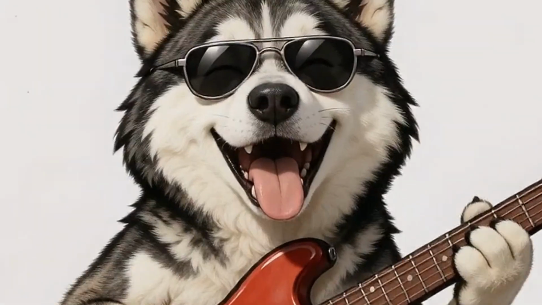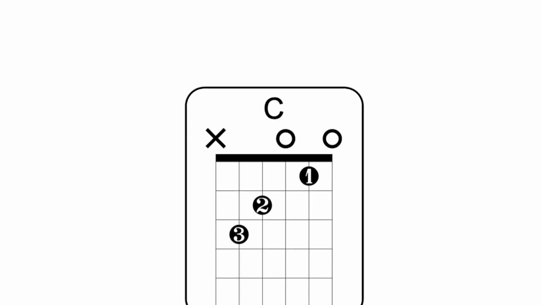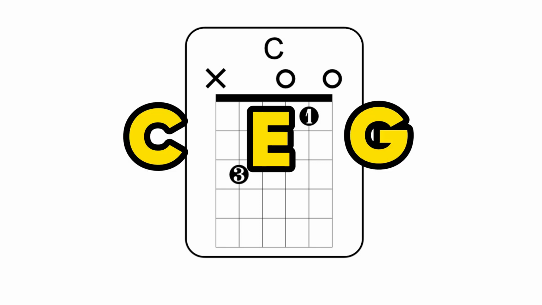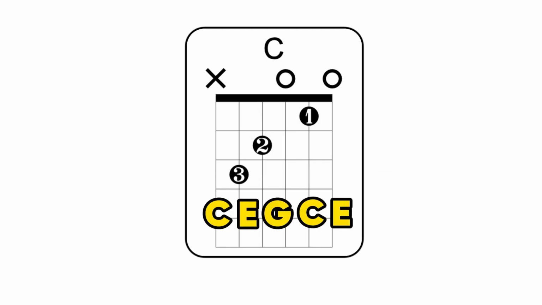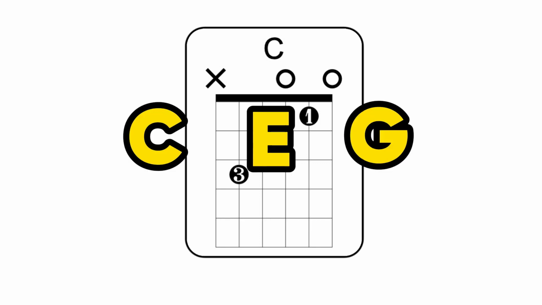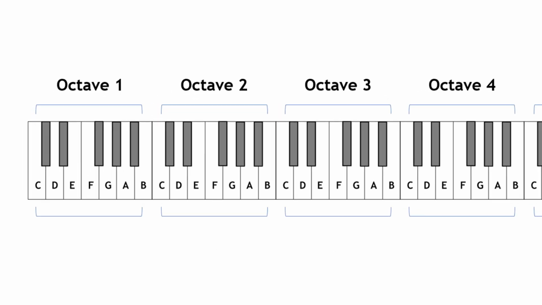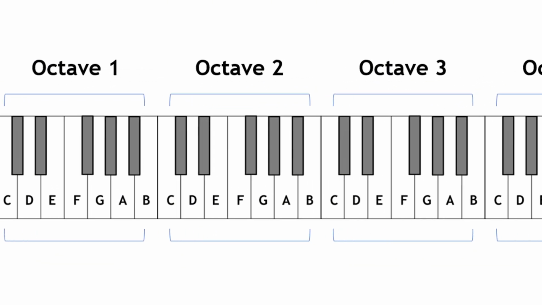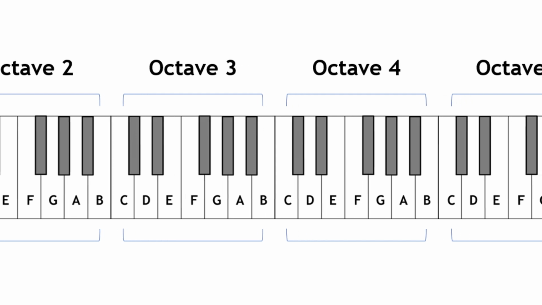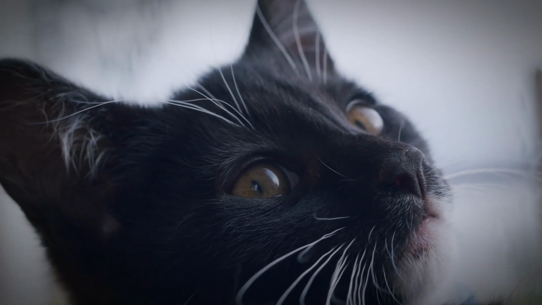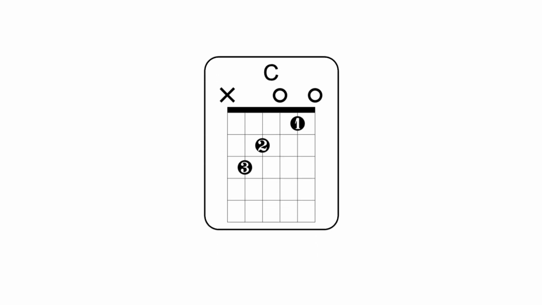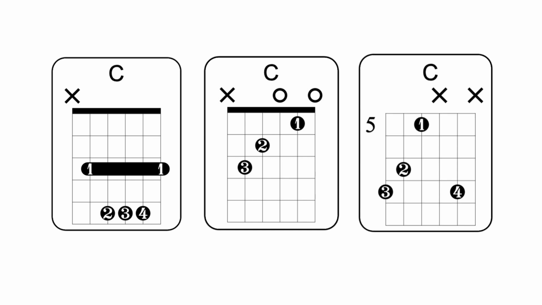Before we finish, let's answer a few common beginner questions. First, if a triad only has 3 notes, why can we play 5 or even 6 strings? Because a triad only defines 3 note names, not which octaves those notes have to be in. You can repeat the same notes in different octaves and it still sounds like the same chord, just with a slightly different color. Second, why are there so many different chord diagrams for C major?